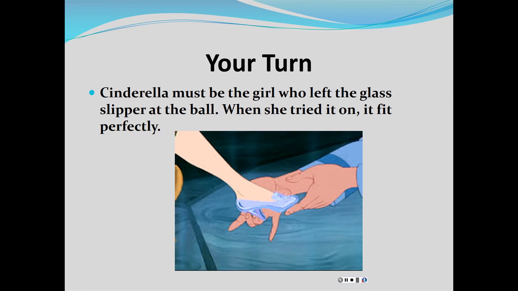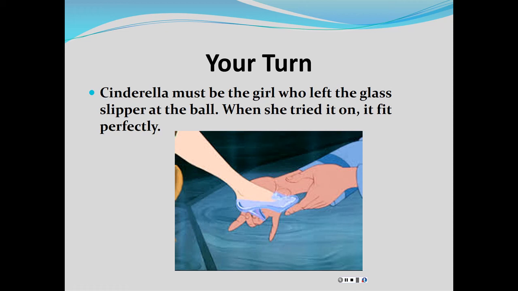Good. Cinderella was the girl who left the glass slipper at the ball. It could be Cinderella. It could be one of her sisters. It could be someone else in town. We don't know for sure. But that's the conclusion that people want the prince to draw so that he can fall in love with Cinderella and marry her and live happily ever after, right?